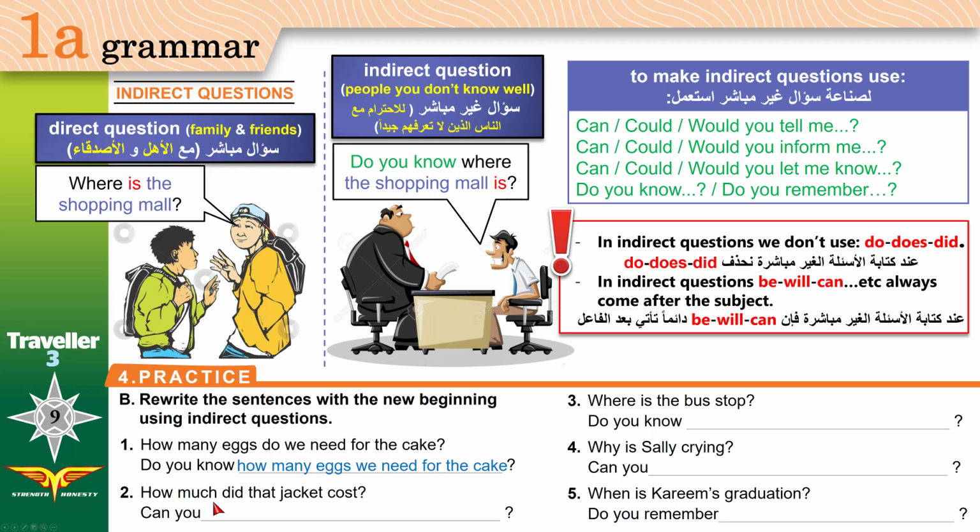2. How much did the jacket cost? Don't use did. Can you tell me, or can you inform me, or can you let me know? Any of these would be fine. Can you tell me how much that jacket cost? Cost here is a verb in the past. The past of cost is cost, the same.